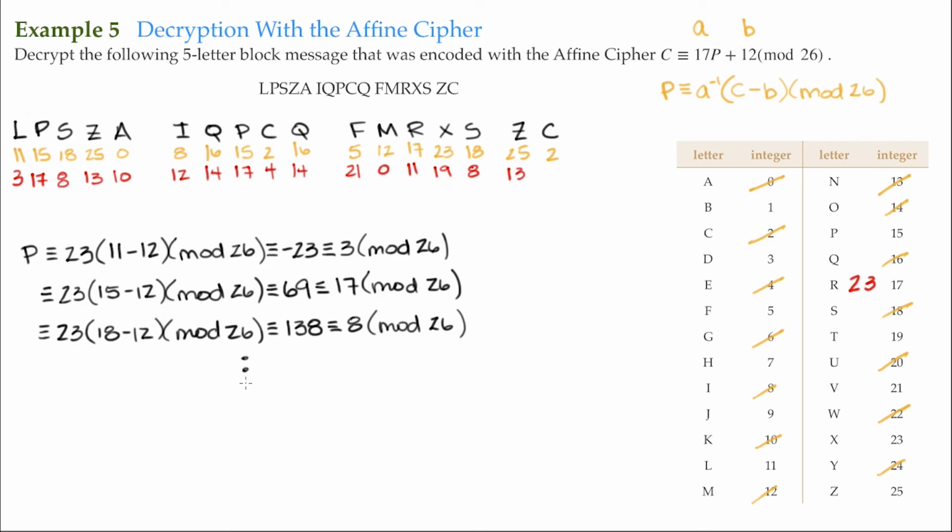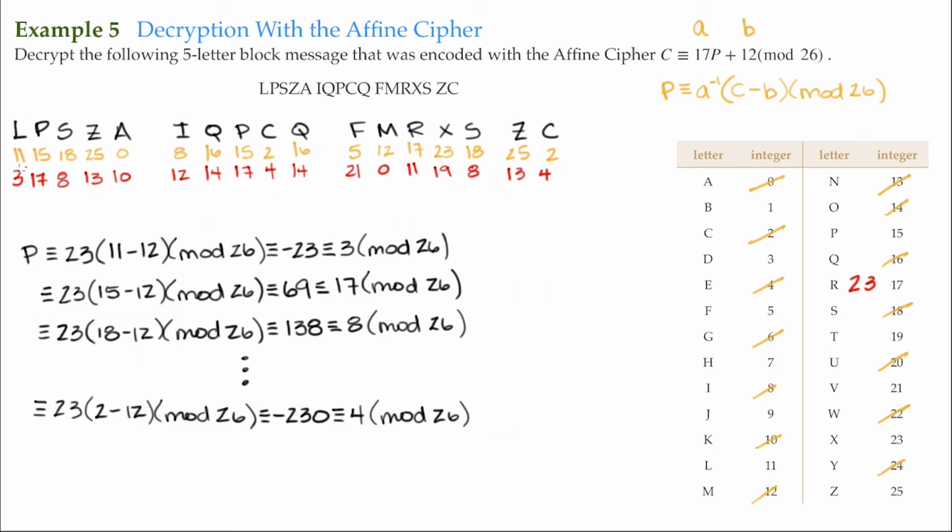So this would continue as 23, our inverse. Here we have 2 for C, mod 26. 2 minus 12, that's negative 10. 23 times negative 10, that's congruent to negative 230, which is congruent to 4 mod 26. So this is 4.